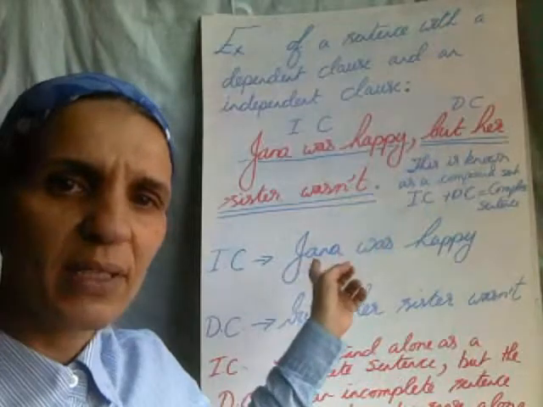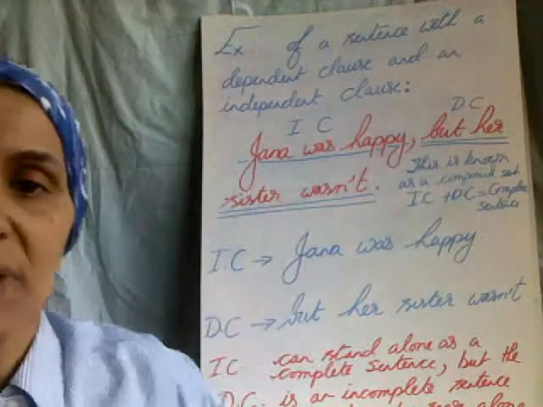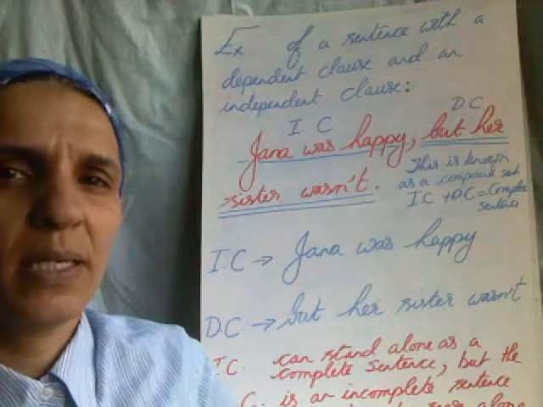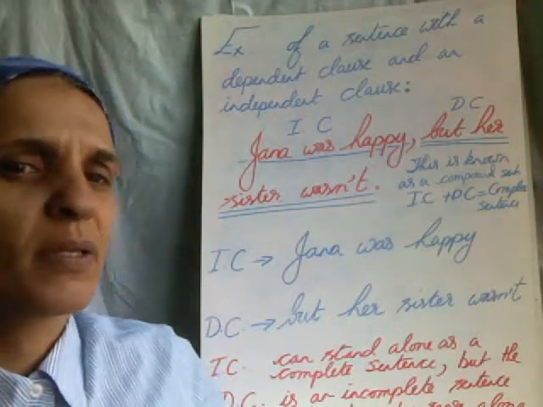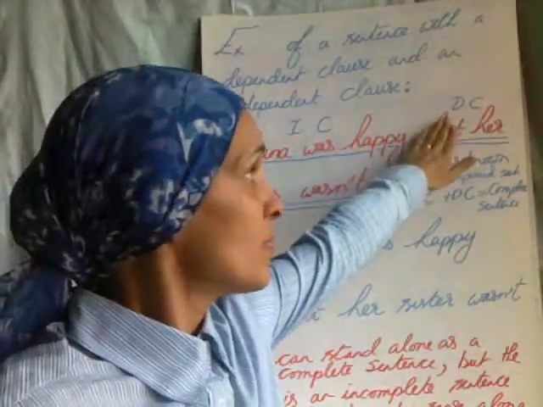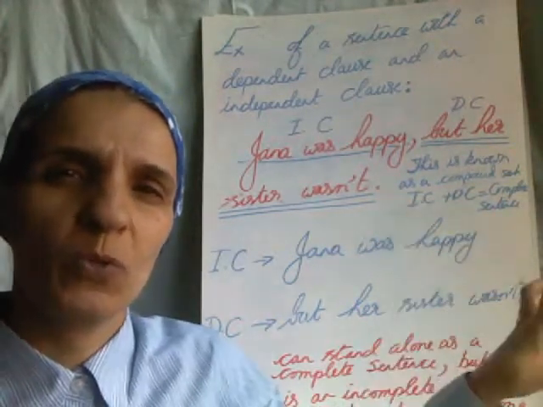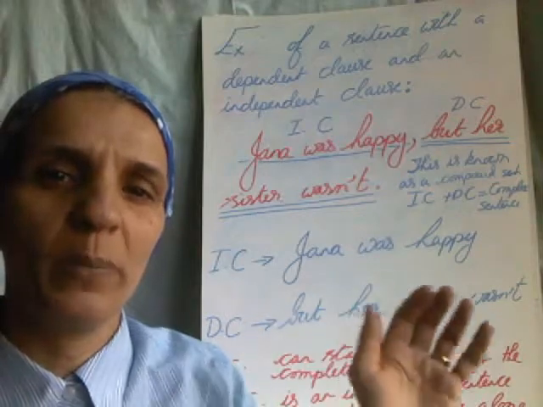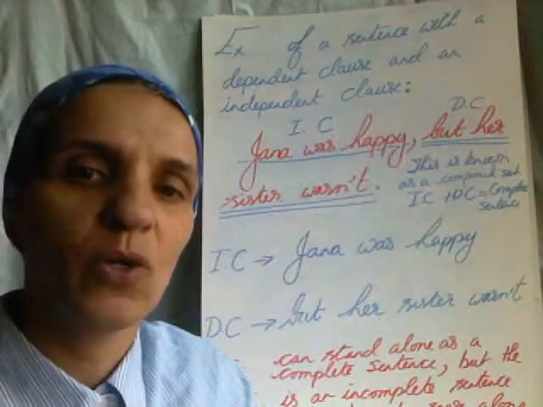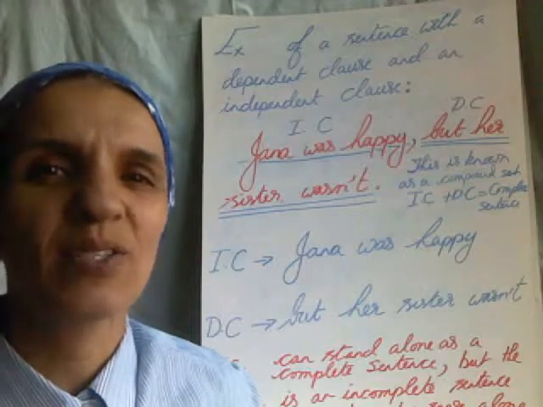An example of a sentence with a dependent clause and an independent clause here. Jannah was happy, but her sister wasn't. And again, this is a compound sentence. The two small sentences would have been Jannah was happy, and without but, her sister wasn't. Those are two independent clauses, or two small sentences that were joined together to make one big sentence. Okay, the independent clause is Jannah was happy, and the dependent clause is but her sister wasn't, because but her sister wasn't doesn't make sense on its own.